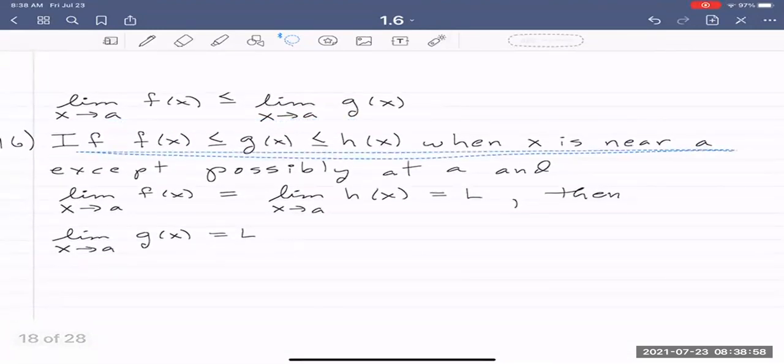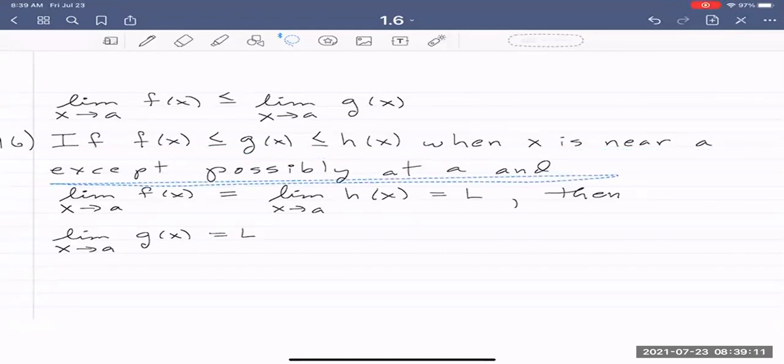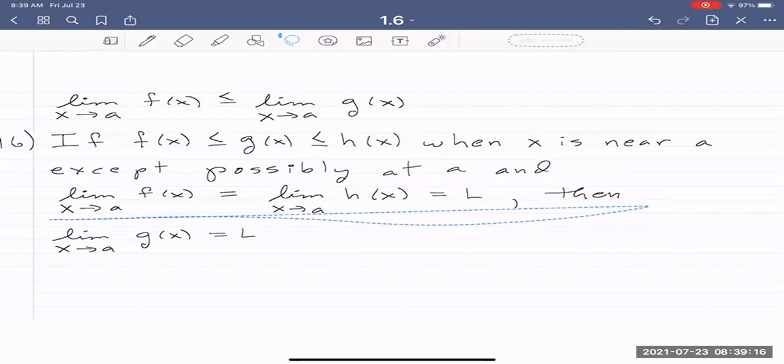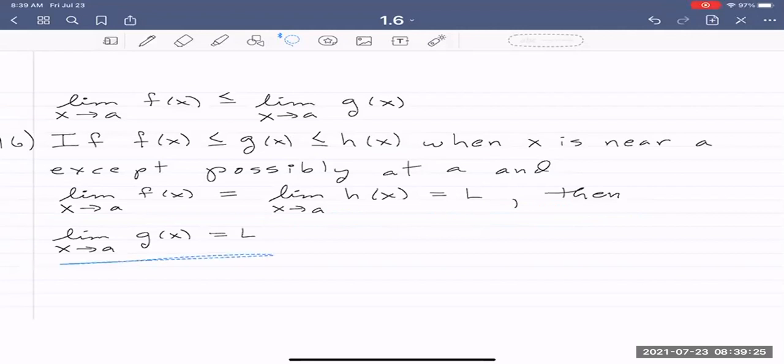16, here's the squeeze theorem. If f of x is less than or equal to g of x, which is less than or equal to h of x, when x is near a, except possibly at a, and the limit as x approaches a of f of x is equal to the limit as x approaches a of h of x, which is L, then the limit as x approaches a of g of x is equal to L. So that's the squeeze theorem.